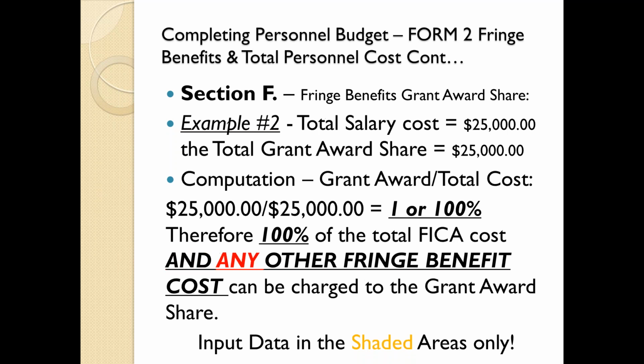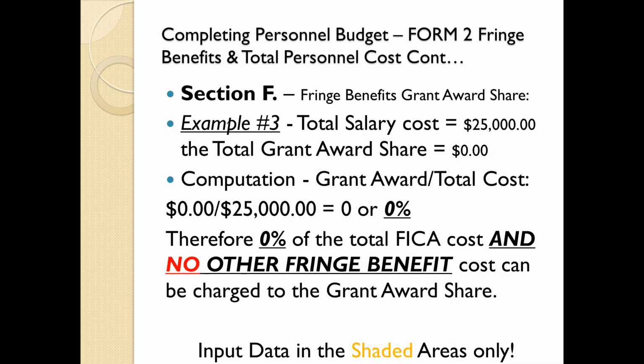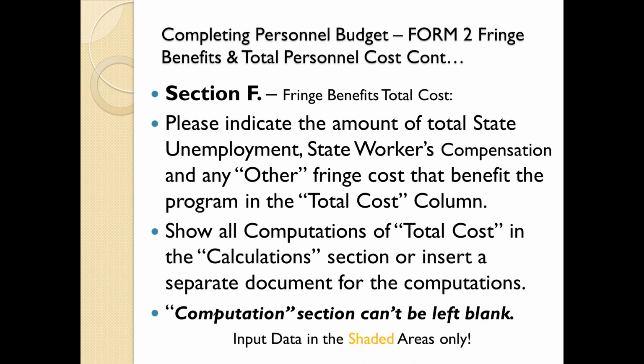Go ahead and hit it. Another example, hit it again. And one more example right here. This is basically an example saying you're going to pay for everything. So hit it again. And then we have fringe benefits, the other types: unemployment, workers' comp, and whatever else you're going to do. Just make sure that you identify what they are and show the computations of how you determine the total cost.